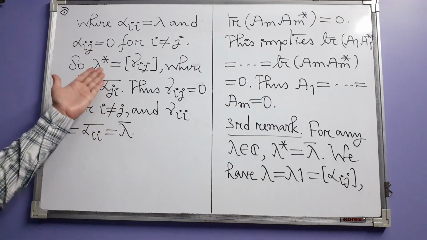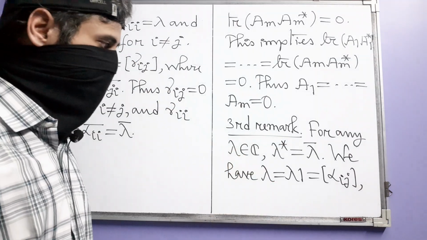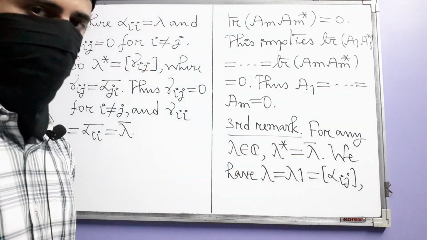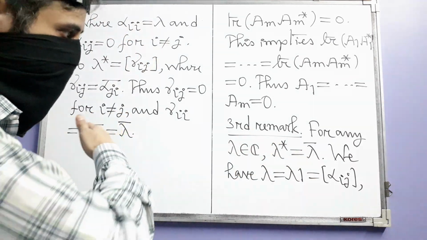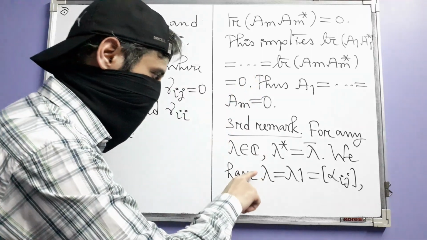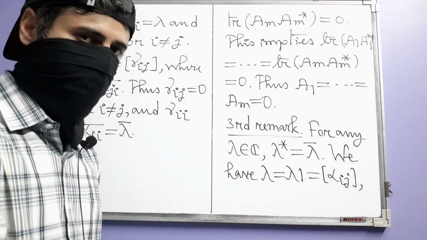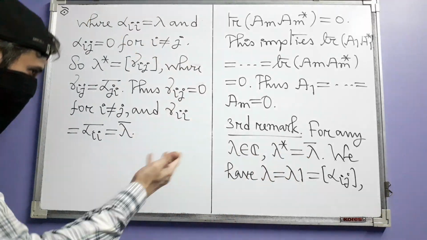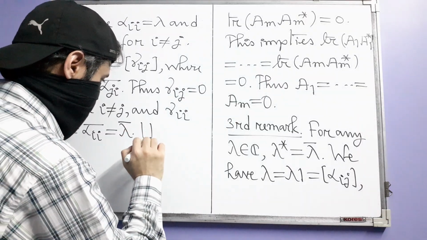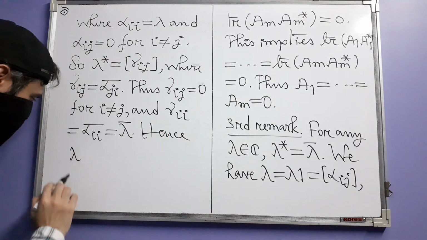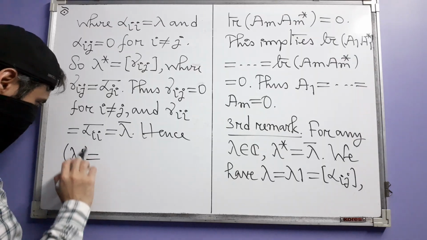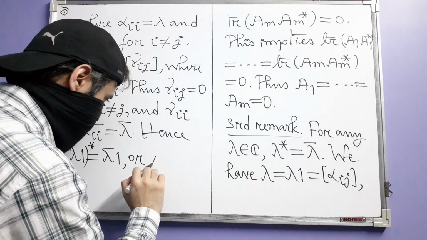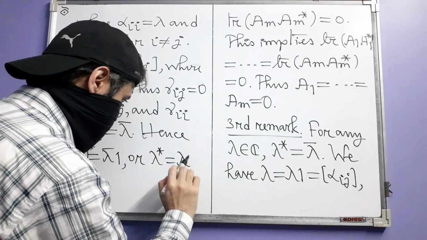So you see that in this matrix also, just like the original matrix lambda, the entries along the main diagonal are all equal to lambda bar, scalar lambda bar, and the off diagonal entries are all 0. So this lambda is a scalar matrix whose diagonal entries are lambda, and this lambda bar is the scalar matrix whose diagonal entries are lambda bar. That is why that equation is true. Hence lambda 1 star is equal to lambda bar 1, or more compactly this.